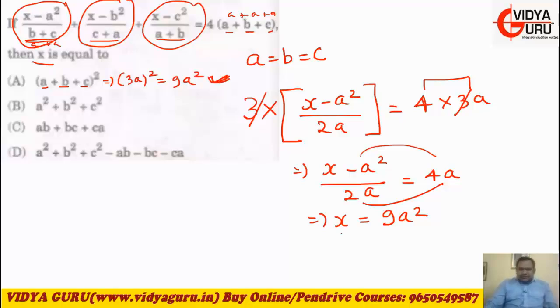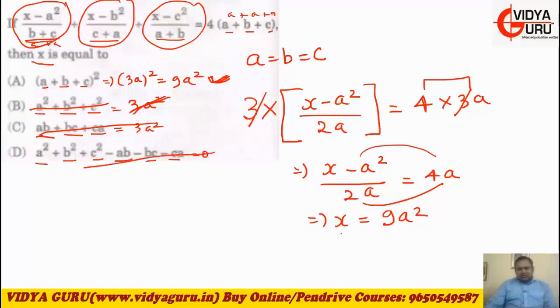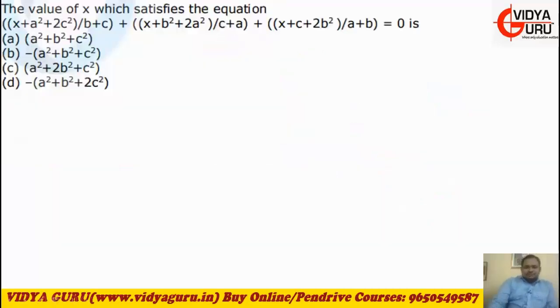So what is the problem with others? Let us see. So a square plus a square plus a square. So this is 3a square. Not acceptable. So this cannot be answered. This is a square plus a square plus a square. Again 3a square. Not acceptable. This is a square plus a square plus a square minus a square minus a square. So this is 0. Not acceptable because we know that the correct answer should be equal to 9a square. So option A is the correct option.